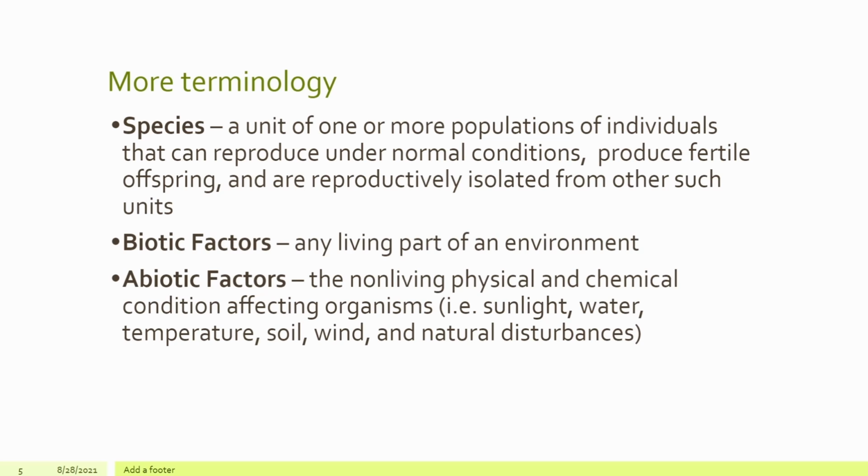Biotic factors are any living part of an environment, from plants to animals, whereas abiotic factors are the non-living physical and chemical conditions affecting organisms, things like the weather, whether there's sunlight, water or precipitation, what the temperature is outside, soil, wind, natural disturbances. These are all examples of abiotic factors.